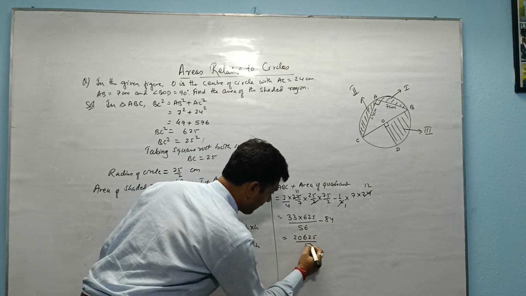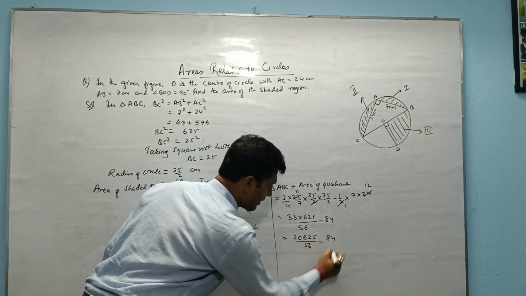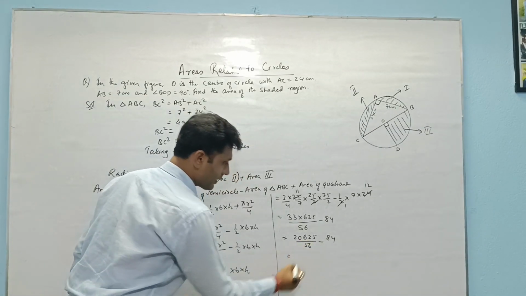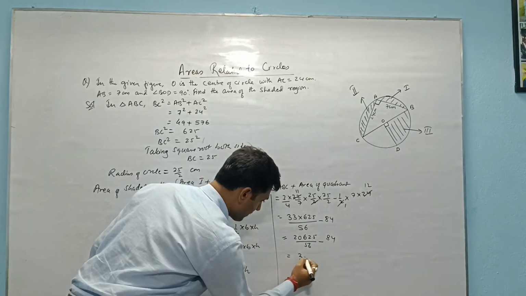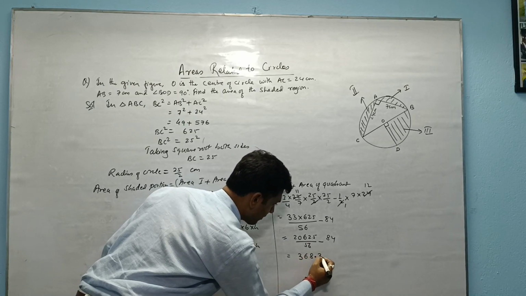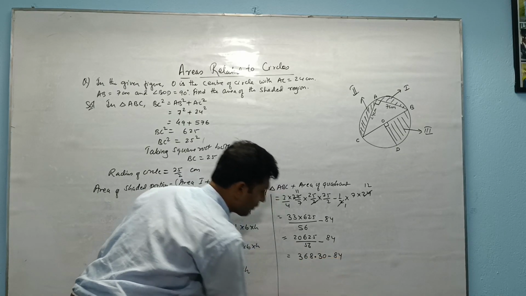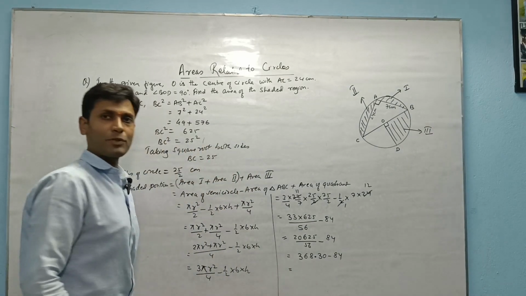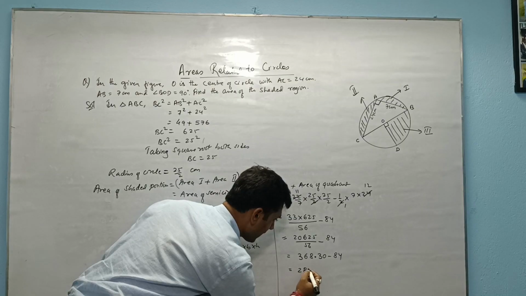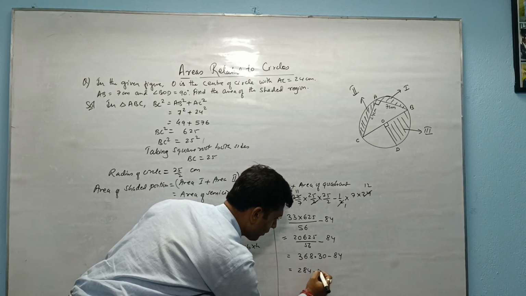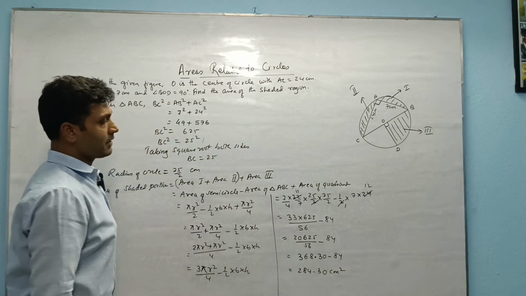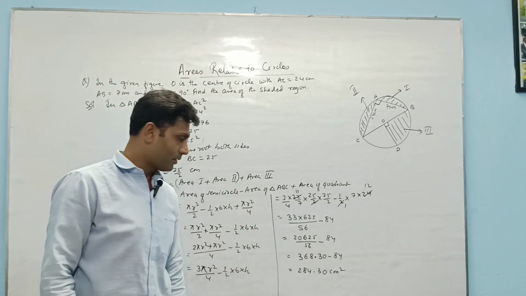20625 divided by 56 minus 84. So after dividing this 20625, what did you get? 368.30 minus 84. So after subtracting, you will get 284.30 centimeter square. So this is the area of the shaded portion.